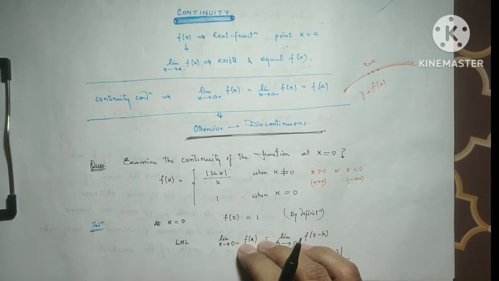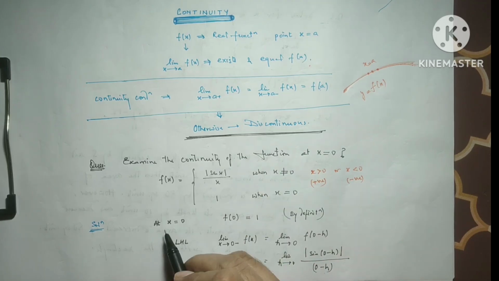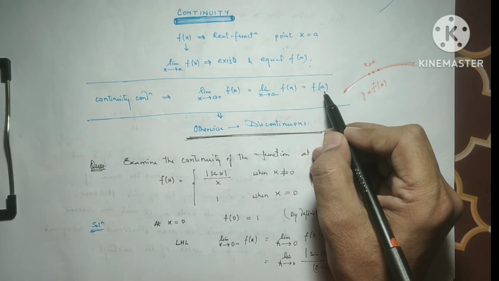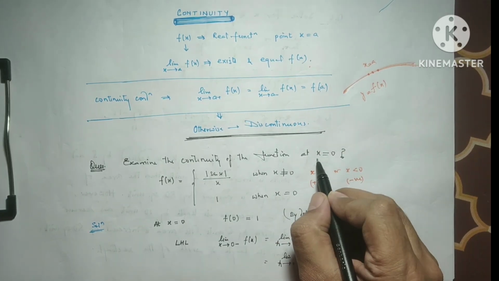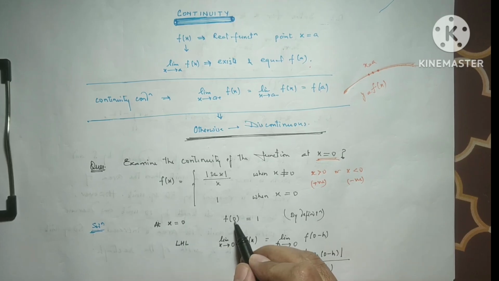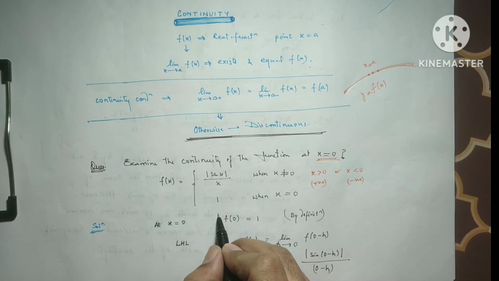So for the solution of this continuity problem, first we will obtain the value of the function at point a. So the point is x equals 0. We put it in the function, so its value is 1. f(0) is 1. So this is the first value.